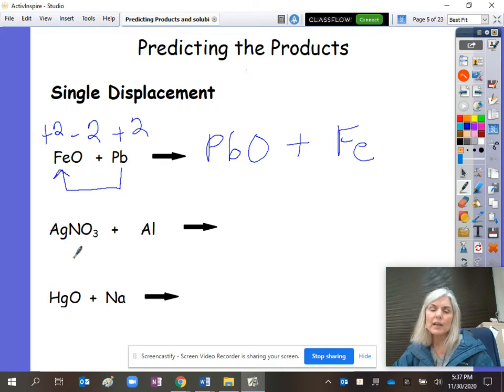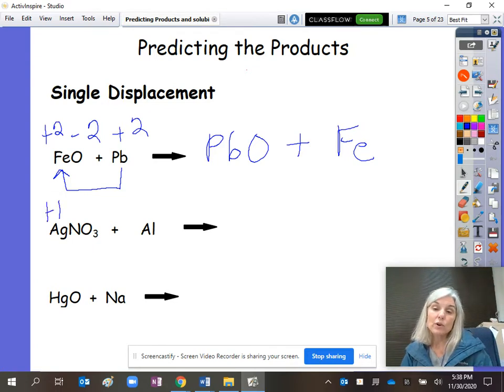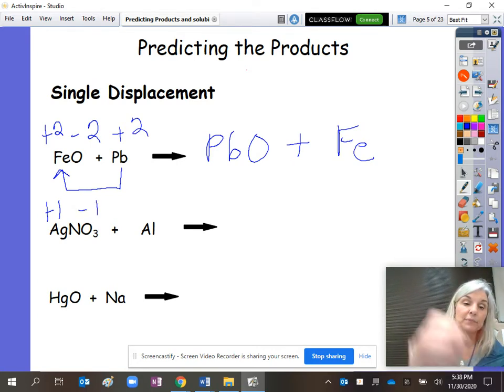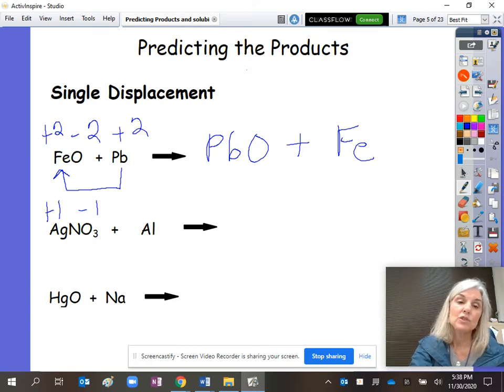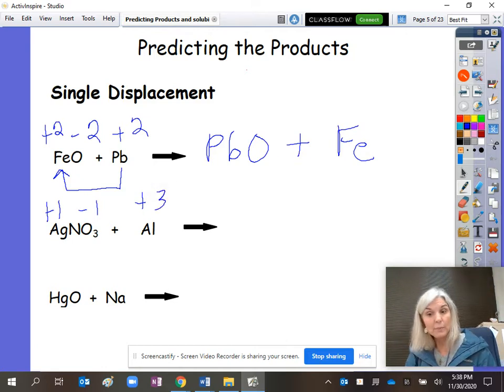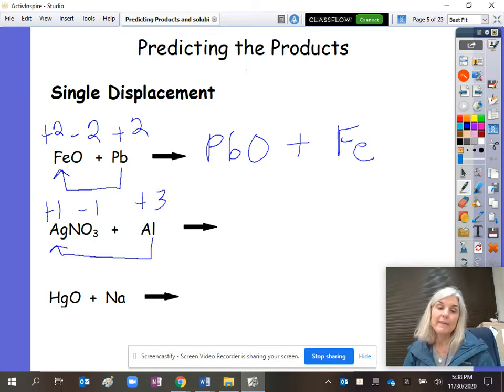So silver is in group 11, but you should have the charge of silver on your periodic table, which is +1. Now look at your polyatomic sheet for nitrate, NO3, it's -1. And then look at aluminum on your periodic table, and you should see that it is +3. So the two that are going to be swapping are your 2 positives. So here and here. So now let's swap that out.